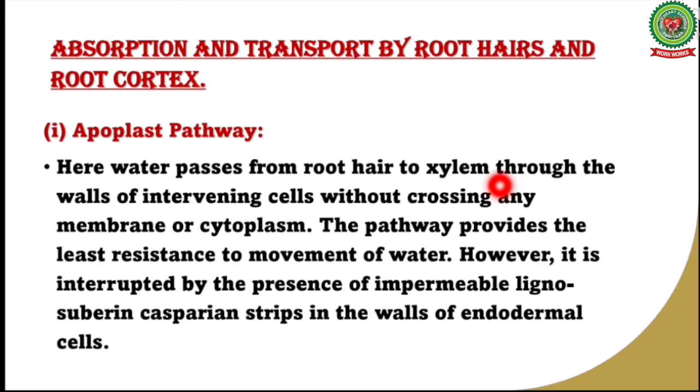Water can follow three possible pathways to reach the root cortex region and then to the xylem vessels. These are: first one, apoplast pathway. Here, water passes from root hairs to xylem through the walls of intervening cells without crossing any membrane or cytoplasm. The pathway provides the least resistance to movement of water. However, it is interrupted by the presence of impermeable lignosuberin Casparian strips in the walls of endodermal cells.